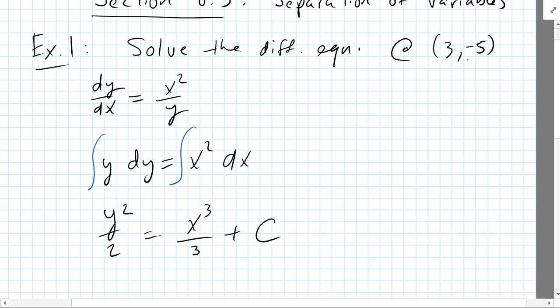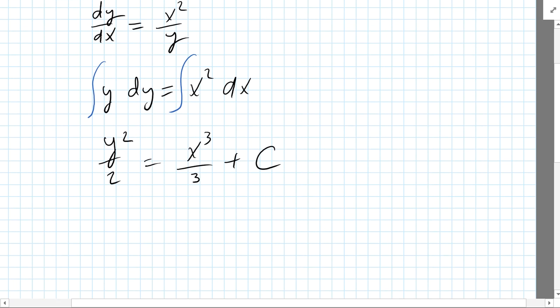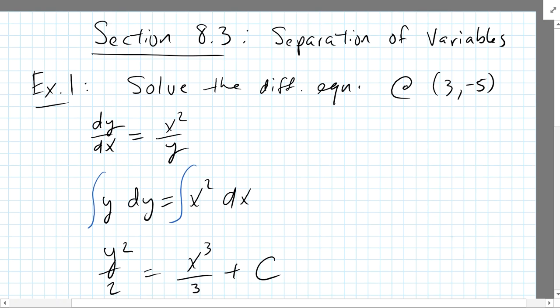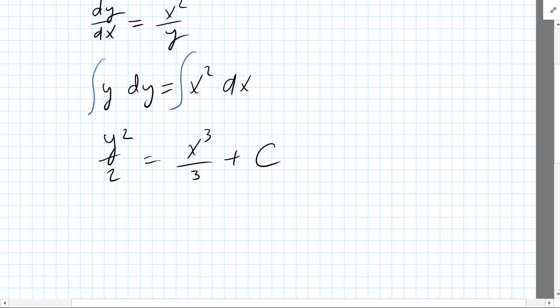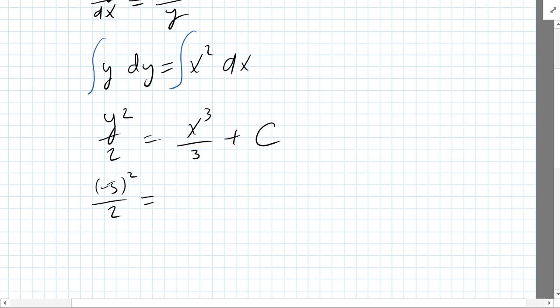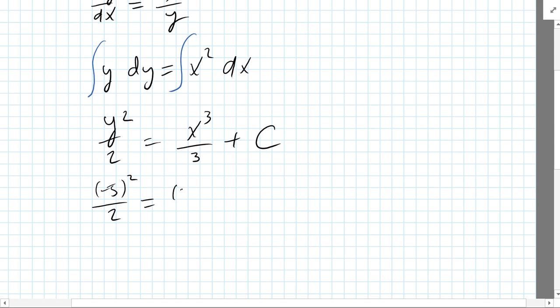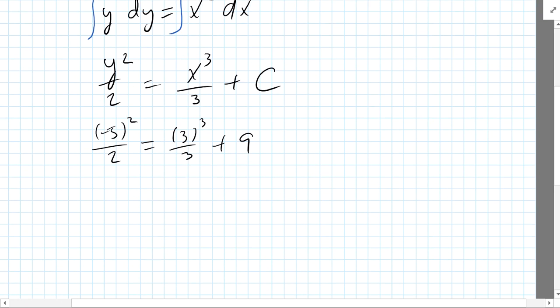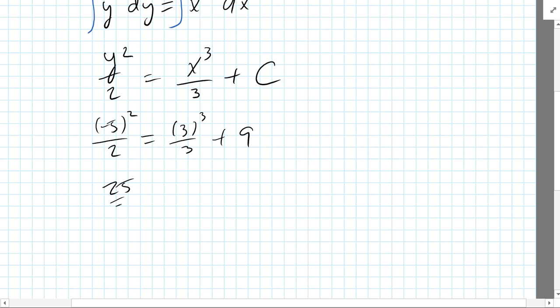And you do want to put it in this form. You don't want to solve yet. You want to plug it into the equation as it comes out when you integrate it. So our y is -5. When I square it, I'm going to put in -5 squared over 2 equals, my x was 3, so I'm going to go 3 cubed over 3 plus c. This becomes 25 halves. That's 3 cubed over 3. That means it's 3 squared, which is 9.